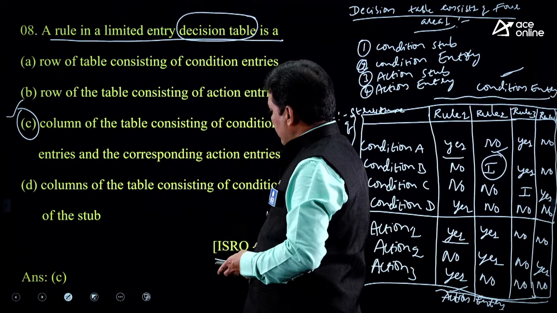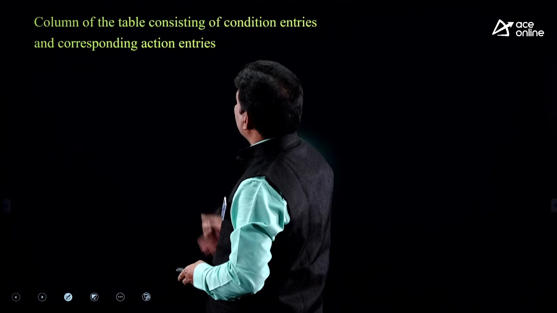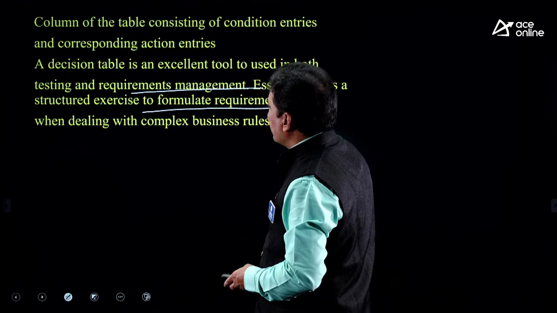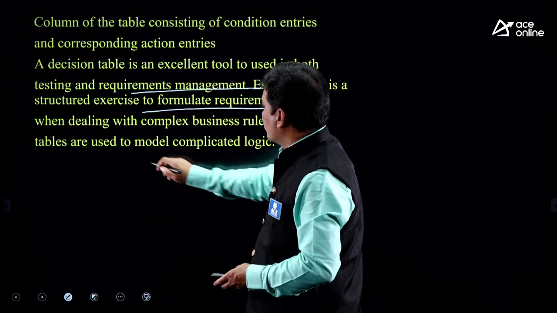And column of the table consisting of, just now we had discussed, decision table is an excellent tool used in both testing and requirements management. Essentially, it is a structured exercise to formulate requirements when dealing with complex business rules. Decision tables are used to model complicated logic, right?